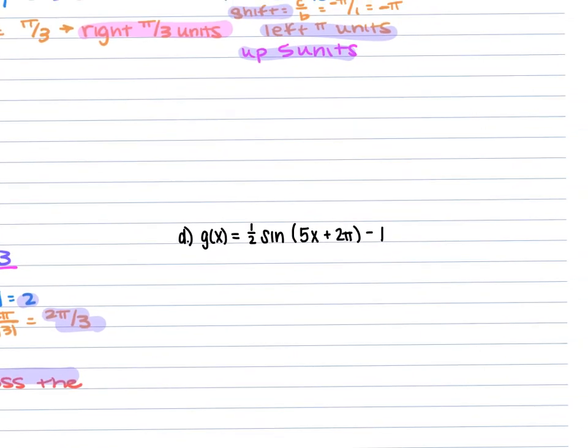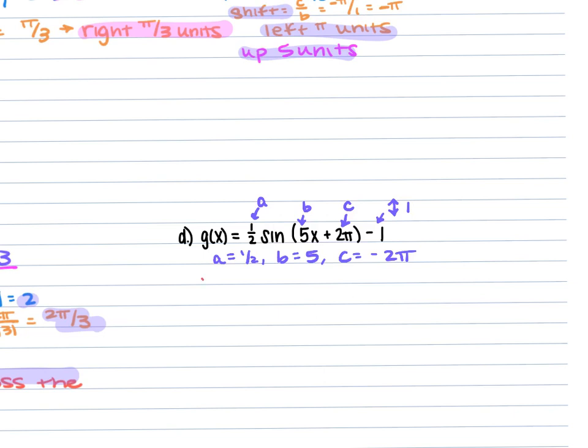For D, we have g of x is equal to 1/2 sine of 5x plus 2 pi, minus 1. So our a is the 1/2. Our b is the 5. It's in parentheses with x, so we have a c that's negative 2 pi, and our vertical shift goes up or down by 1. So our a is 1/2, our b is 5, our c is negative 2 pi, and then we have a vertical shift up or down 1.